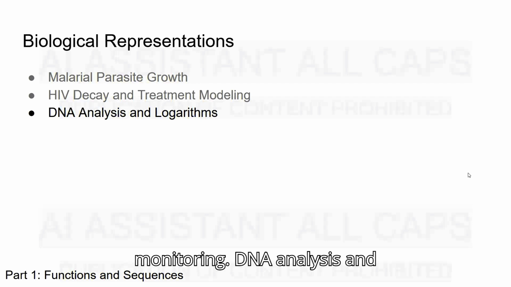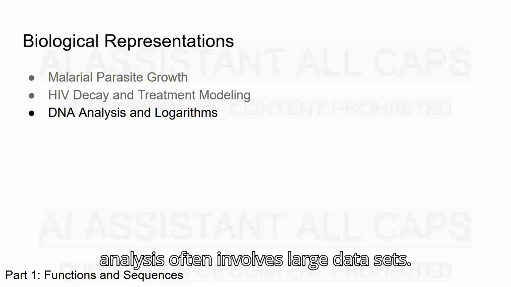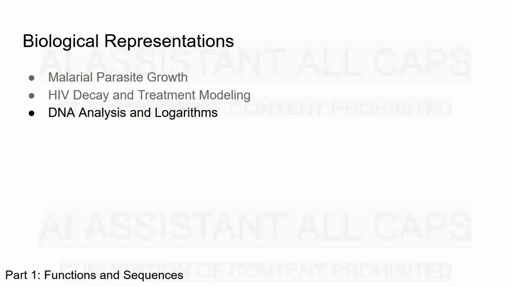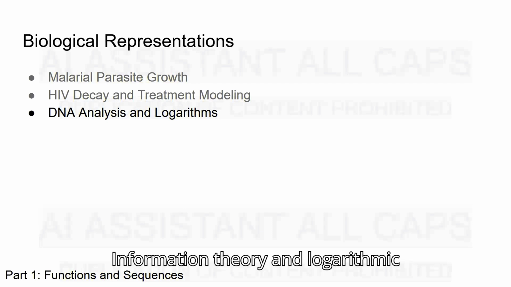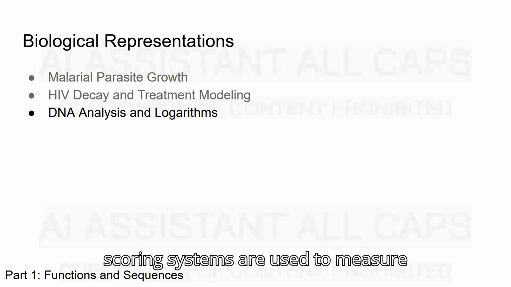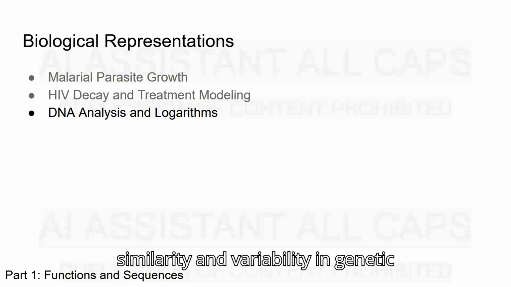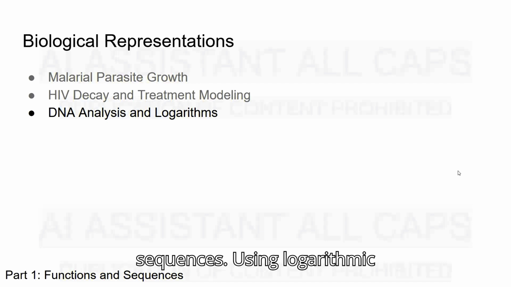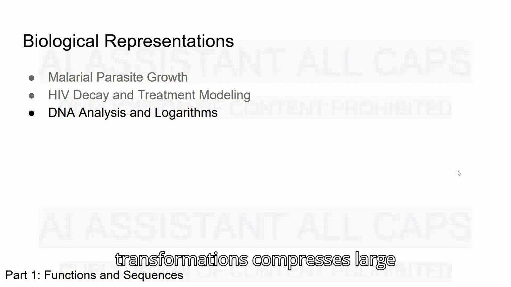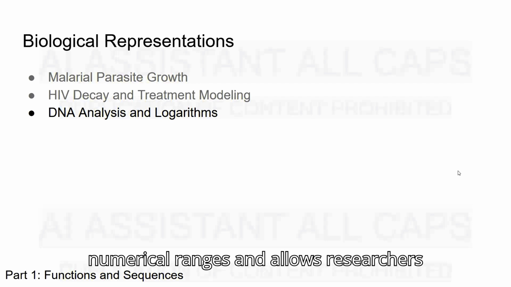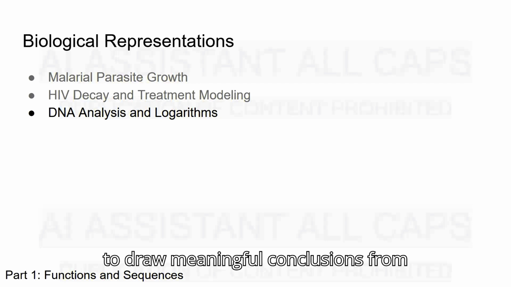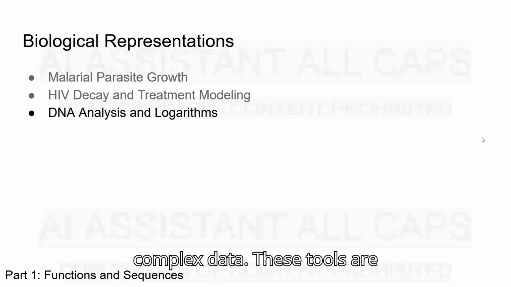DNA analysis and logarithms. DNA sequence analysis often involves large data sets. Information theory and logarithmic scoring systems are used to measure similarity and variability in genetic sequences. Using logarithmic transformations compresses large numerical ranges and allows researchers to draw meaningful conclusions from complex data.